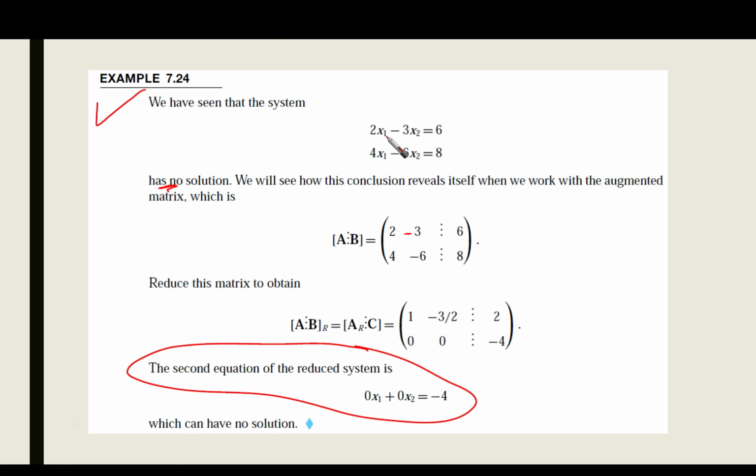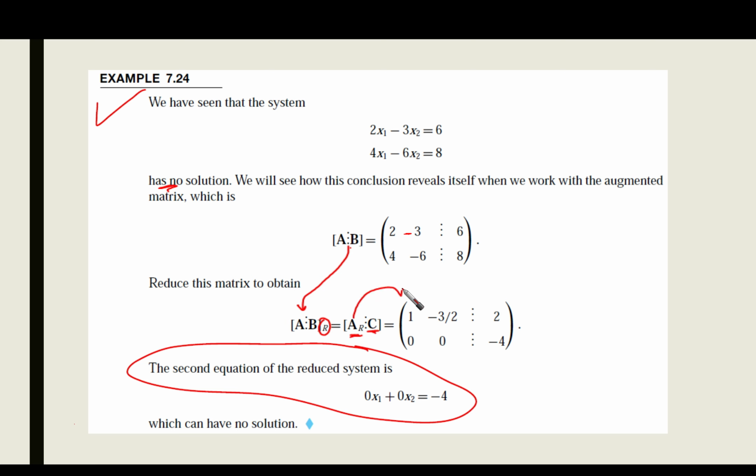So we will put the coefficient matrix. We have 2 and 4. We have -3 and -6. And we have 6 and 8 here. Then we are going to reduce this form using our row operations. Then we are going to find that the reduced matrix is going to consist of AR and another vector, the 3rd column here.